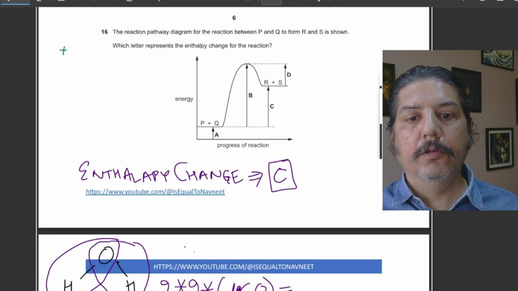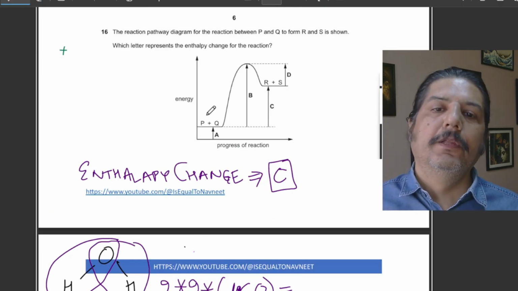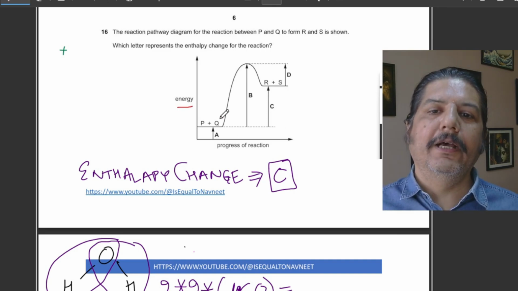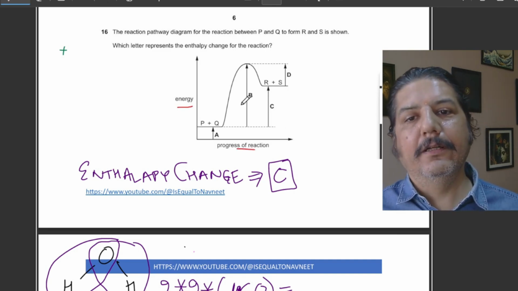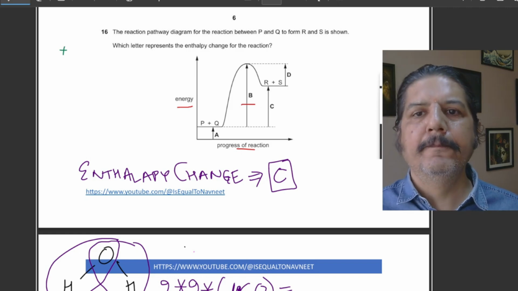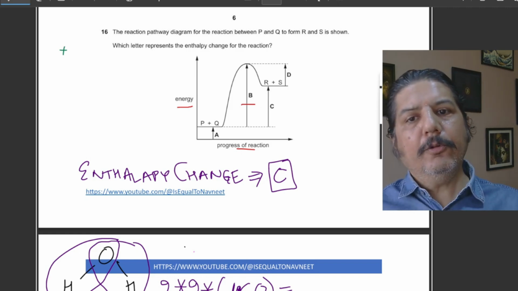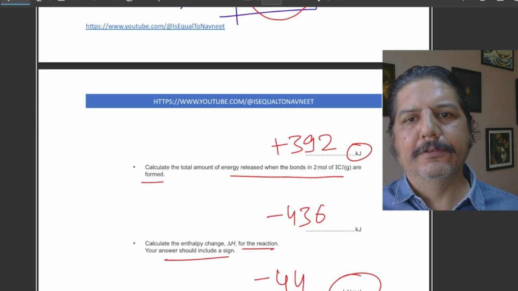So if you see, the graph-based questions have energy and progress of reaction on the axes. They ask you to label, for example, this is the activation energy. So basically these kinds of questions would be asked. So let's start.